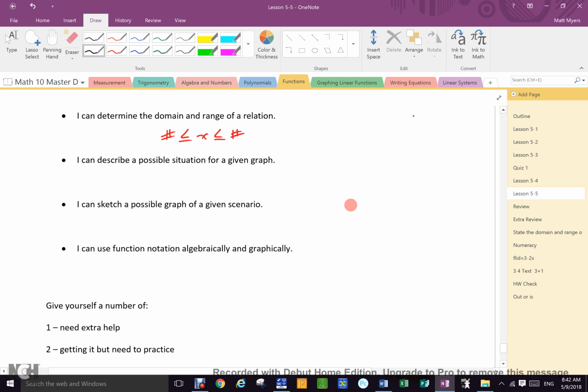Good. And finally, function notation with algebra and a graph. That's what we did yesterday. With both of them, you can do it with algebra and with the graph. Everybody's at least a 2 there? No? Which one? Algebra, graph, or both?